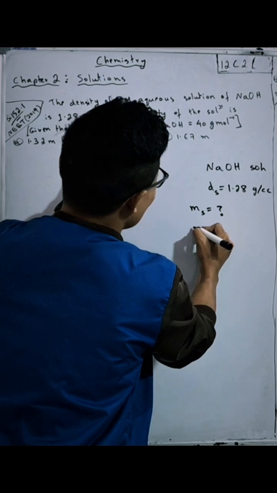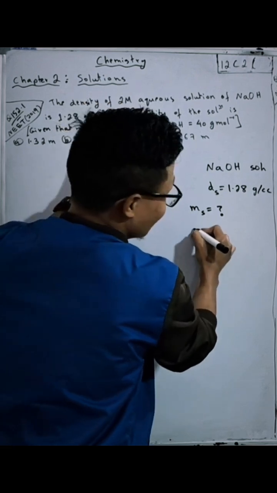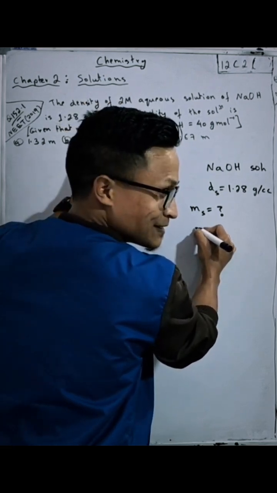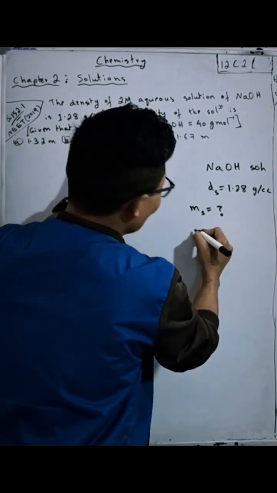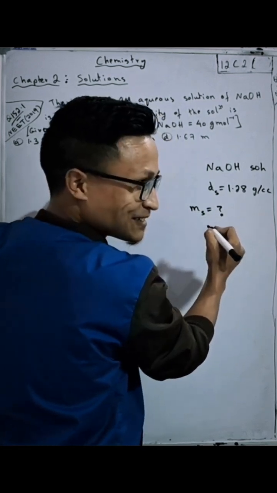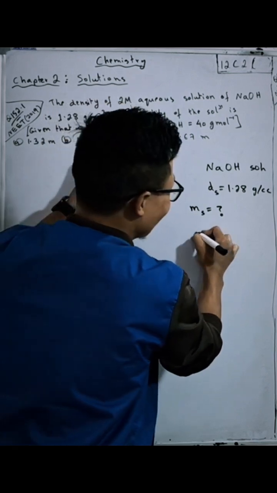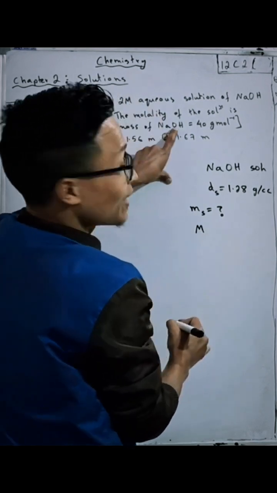What is the parameter of molecular mass? The symbol parameter is molar mass, right? M of NaOH.